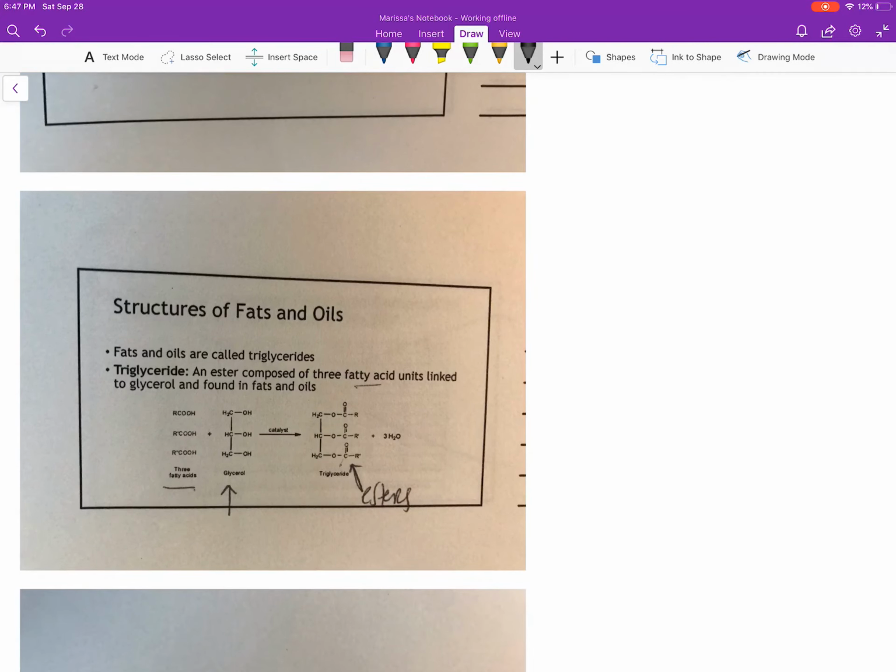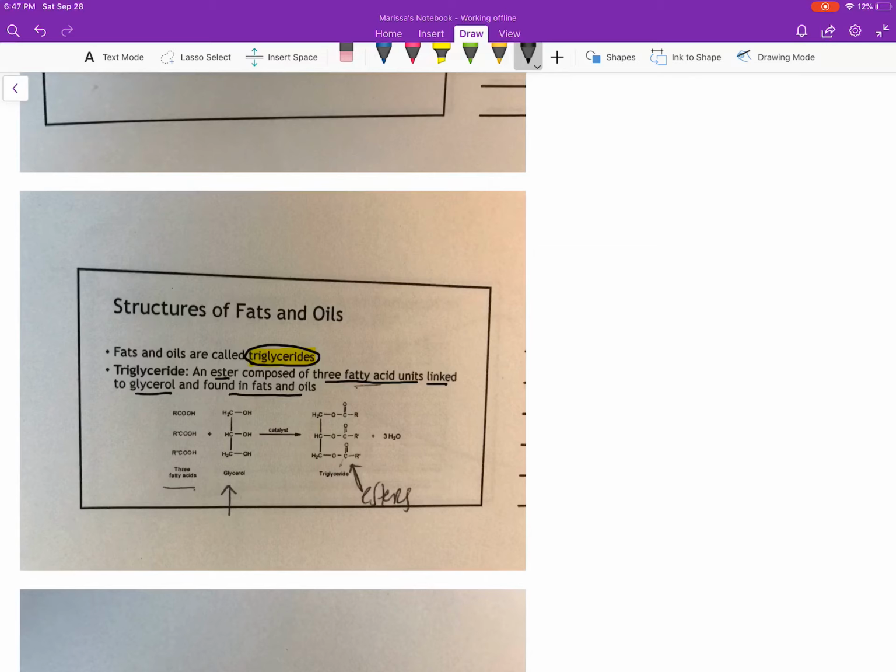So often, fats and oils as a collective are called triglycerides. So you've probably heard of triglycerides because of blood work and overall body health. But a triglyceride, as far as a definition, is an ester composed of 3 fatty acid units linked to glycerol and found in fats and oils.